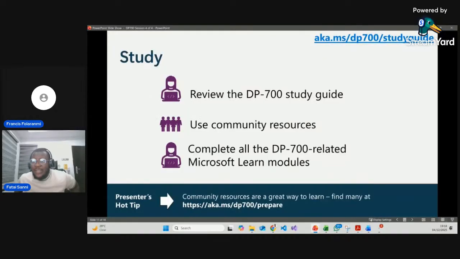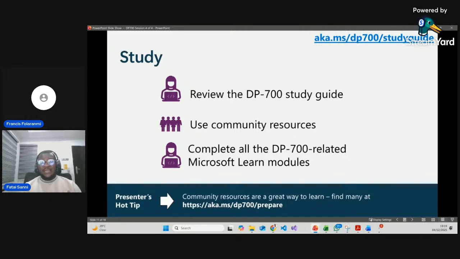Now, let's quickly go to how we prepare for our DP700 exam. How do we prepare for the DP600 exam? How do we prepare for our Microsoft certification exams, right? The first thing I always say is to review the study guide. Each exam that you want to write, as far as Microsoft is concerned, has a study guide. First of all, they have an exam page. They also have a study guide as well.